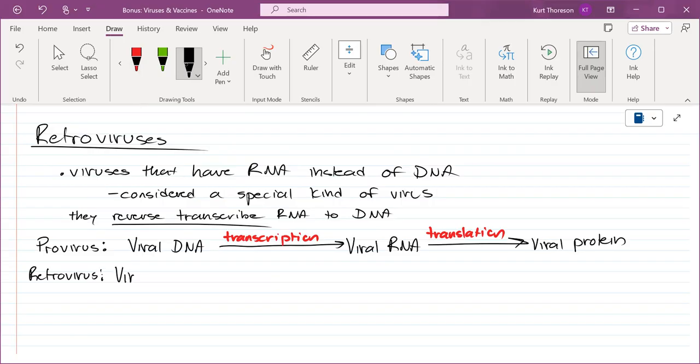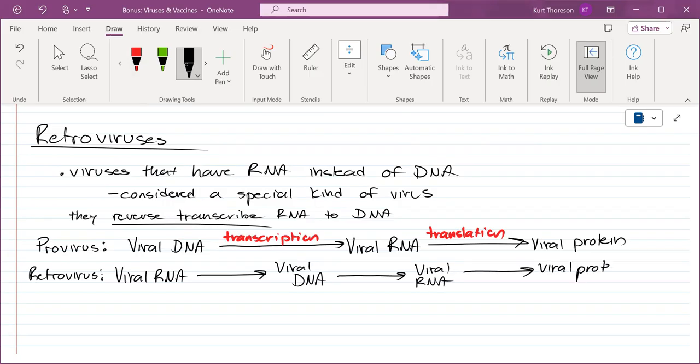Here's how a retrovirus works, everyone. You got viral RNA. Viral DNA. Back to viral RNA. Then you get viral proteins. You might be thinking, Mr. Thorson, what's the purpose of going from RNA to DNA to RNA again?